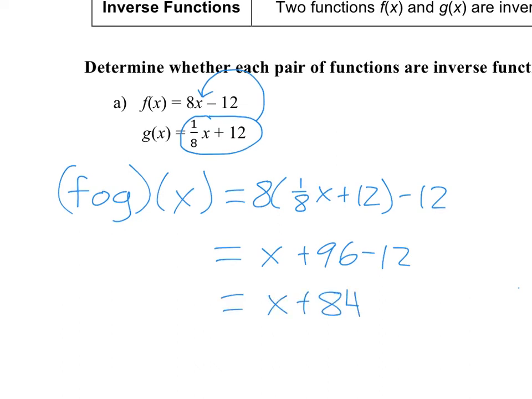If the 84 wasn't there, they would be inverses of each other. But we didn't get just x by itself, we got x plus 84. So the answer is no. They are not inverses of each other.